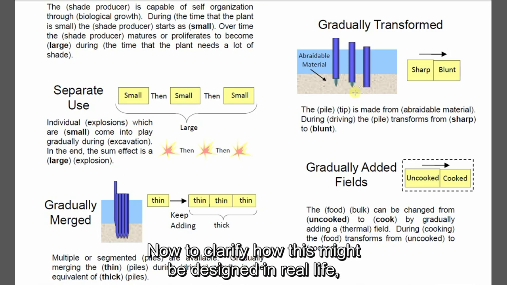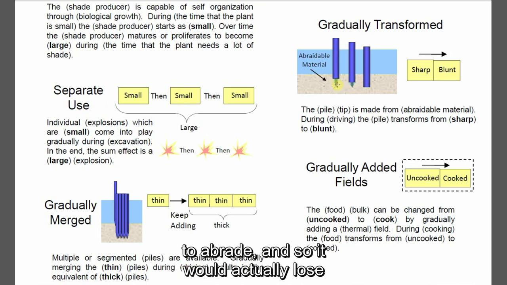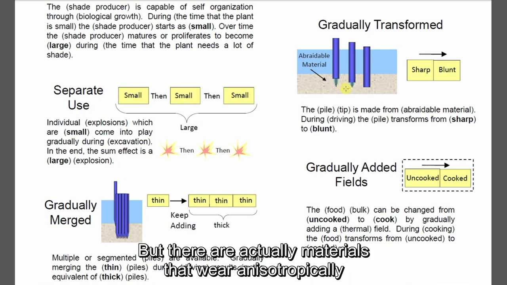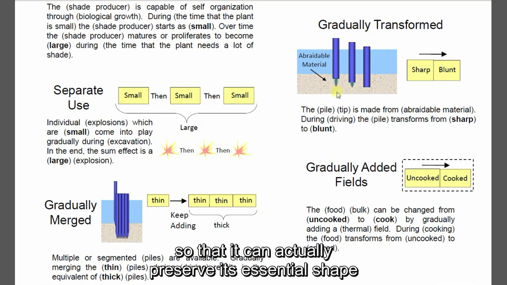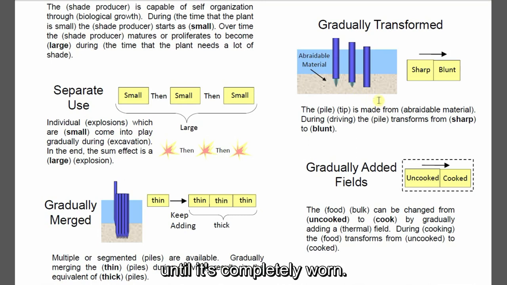Now, to clarify how this might be designed in real life, you might be thinking that the tip would be the first thing to abrade, and so it would actually lose its sharpness pretty quickly. But there are actually materials that wear anisotropically, so that it can actually preserve its essential shape and shrink in a proportional fashion until it's completely worn.